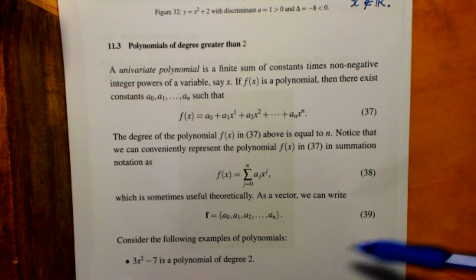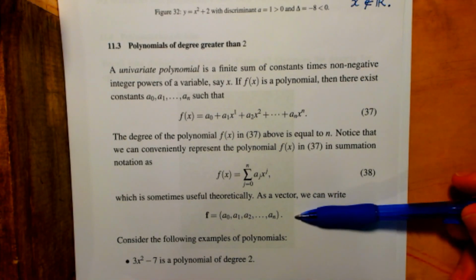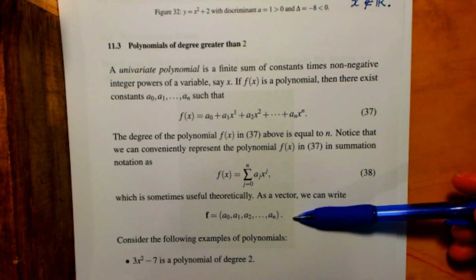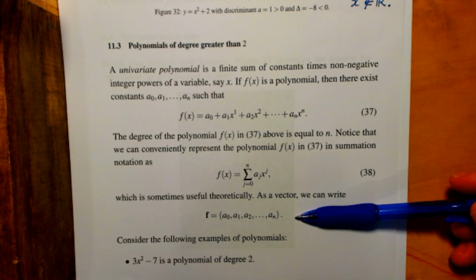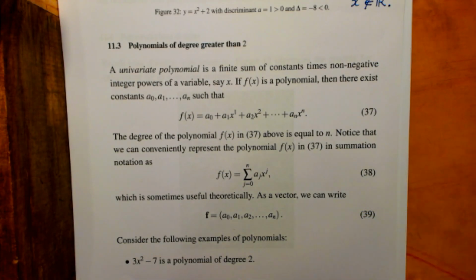Now, as a vector, we can write this polynomial like this, right? There is a one-to-one correspondence between this polynomial and this vector right here. And that correspondence preserves certain algebraic properties, like the fact that you can move brackets around when you add 3 of them together, and several more. Alright, let's have a look at some examples of polynomials.